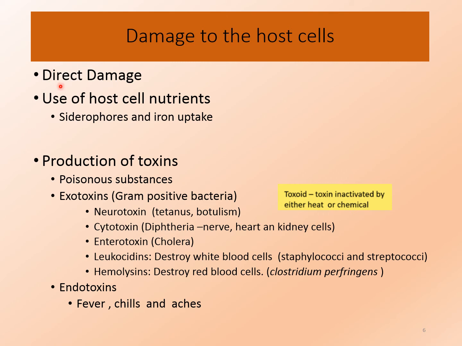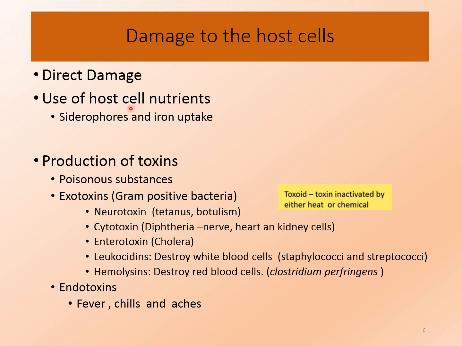Some bacteria can induce cells to engulf them, such as E. coli, Shigella, and Salmonella. The bacteria multiply in the host cell and kill the host cell. That's called direct damage. The second type of damage is by using the host cell's nutrients.